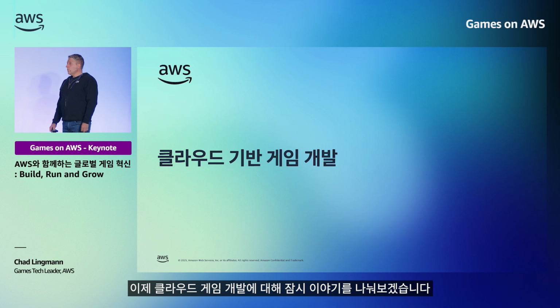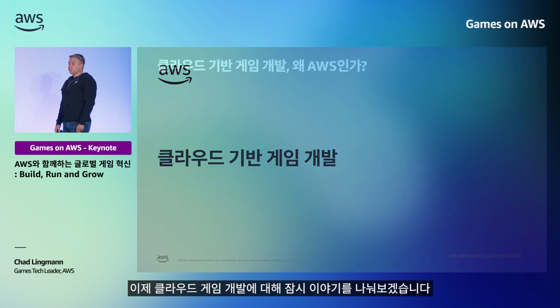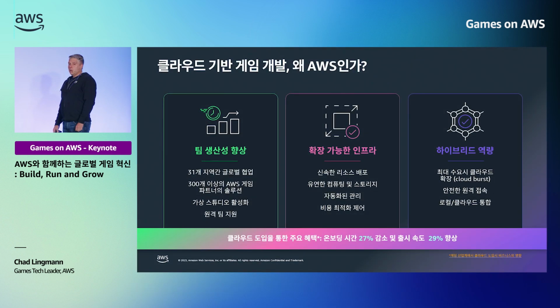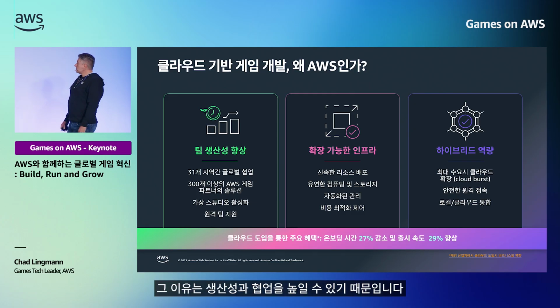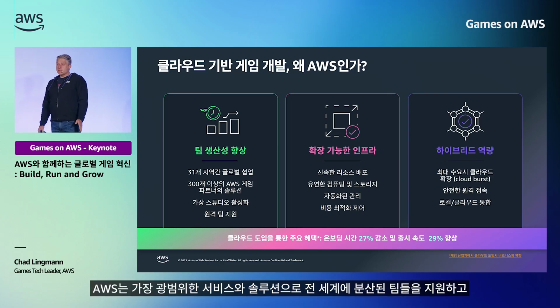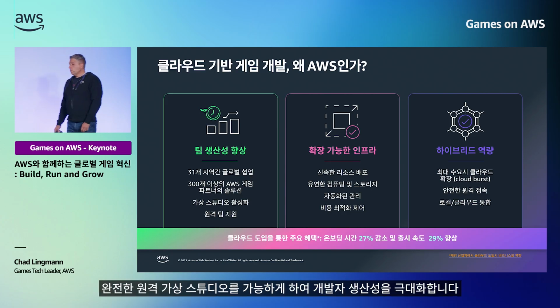Now let's discuss a little bit about cloud game development. Why use AWS for cloud game development? You can increase your productivity and your collaboration. We have the broadest set of services and solutions, support for those globally distributed teams, and we enable fully remote virtual studios, all while increasing developer productivity.